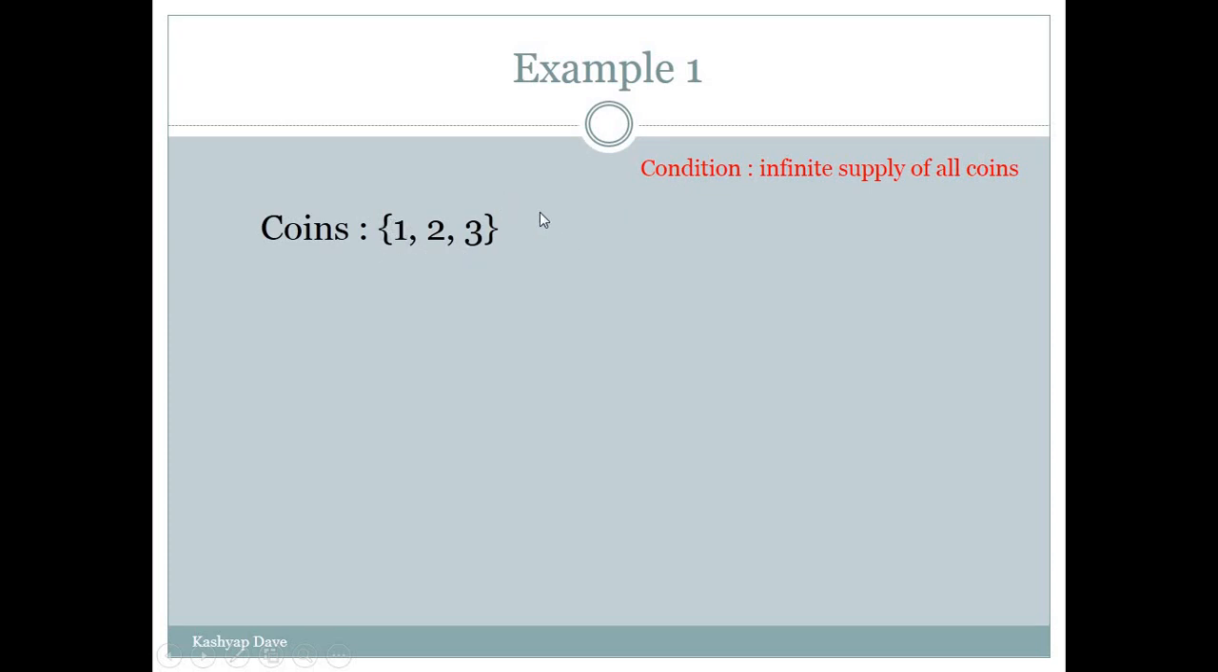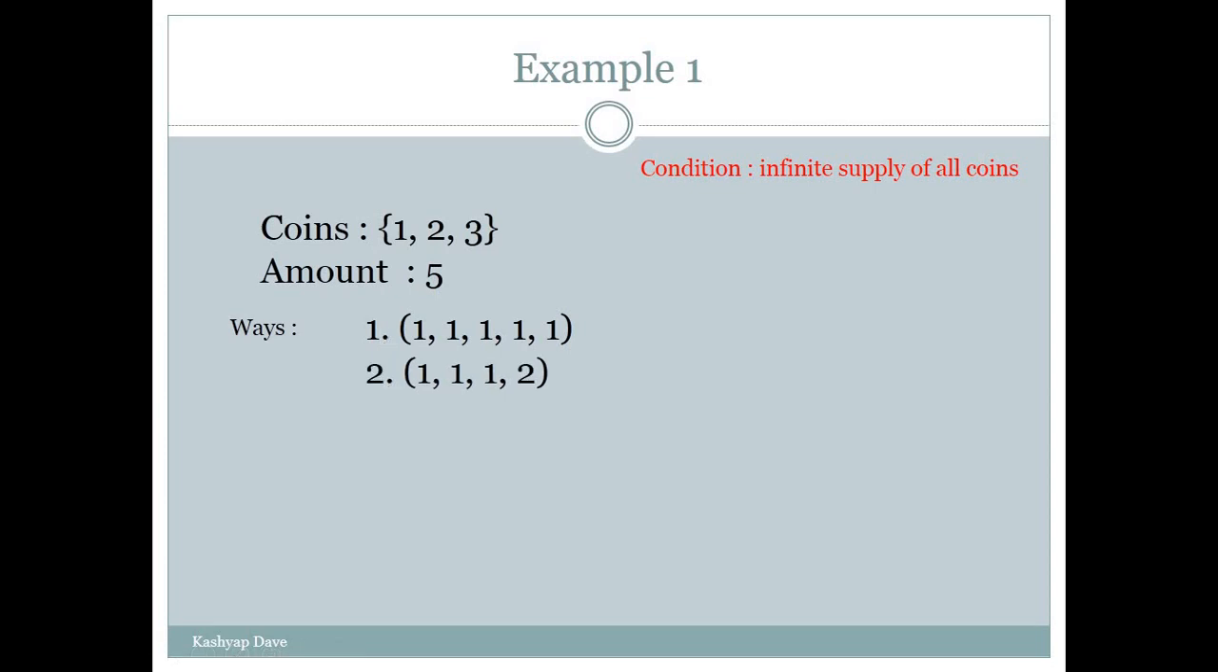And another thing is that the amount we have to make is 5. So to make amount 5, how many ways are possible to use these coins? Let's find out the different ways. In the first way, if we use five 1 rupee coins, then our amount will be 5. So that is one way.